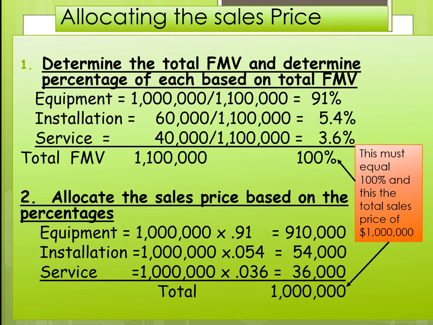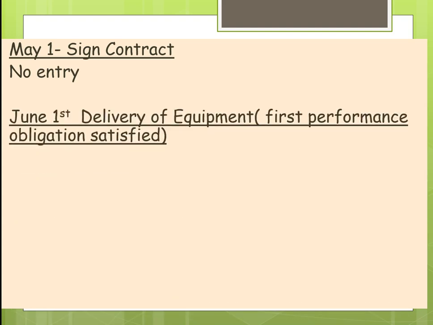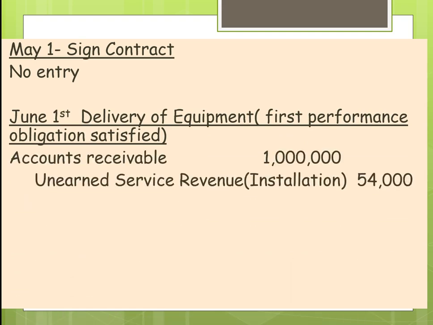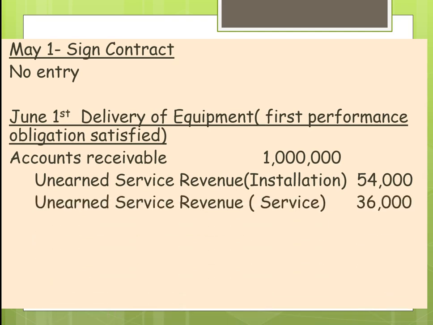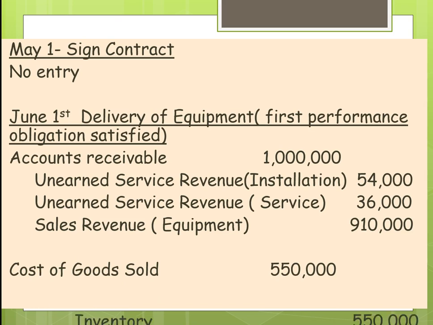Now we're going to do our journal entries because we've done all our calculations. First, when they sign the contract, there's no entry. When the equipment is delivered, that's our first performance obligation. So we're going to book accounts receivable, unearned service revenue for installation, unearned service revenue for service, and sales is going to be recorded at $910,000 on the equipment. We will also then book our cost of goods sold.